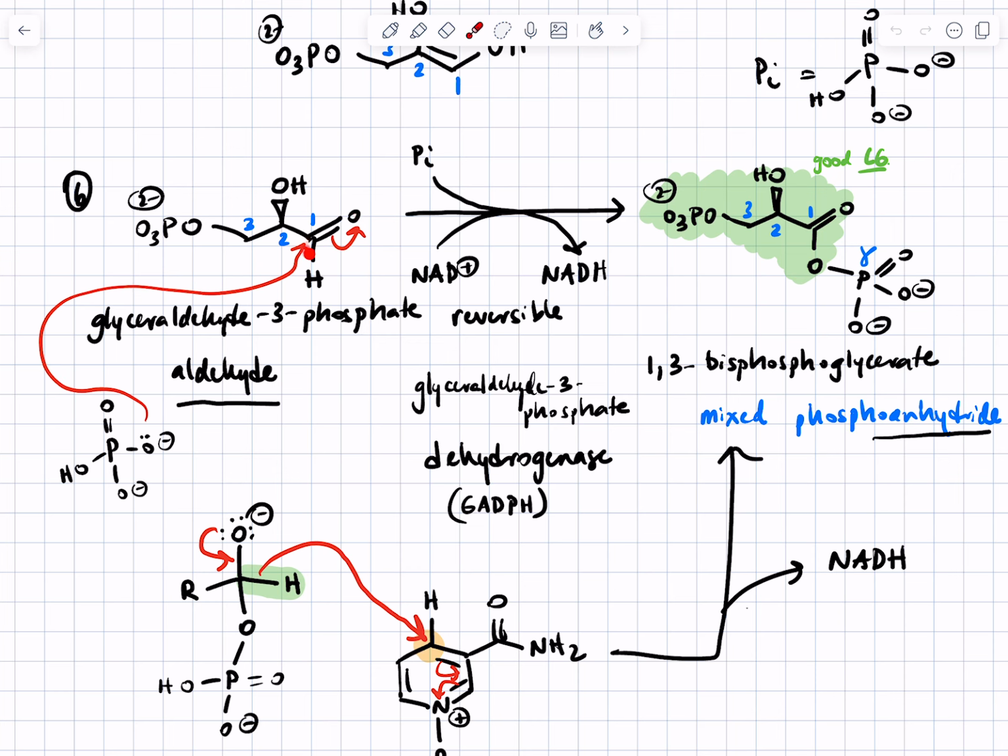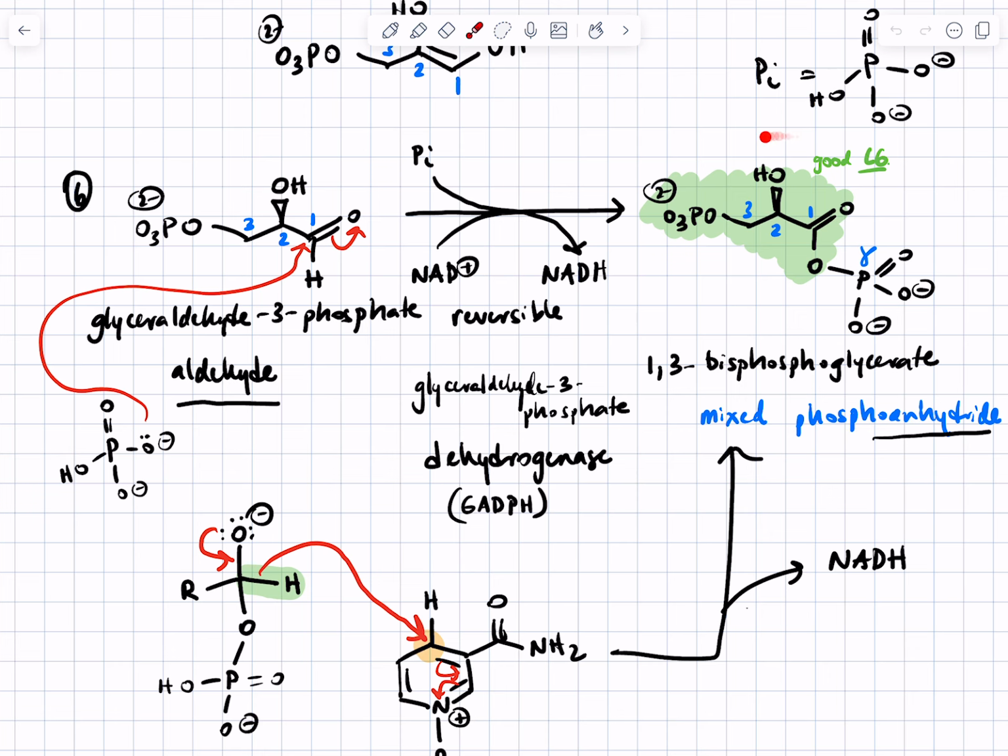Notice that the carbon that used to be an aldehyde is now at the carboxylic acid oxidation state. And notice that the free energy of this reaction is close to 0. The reaction's reversible, meaning the aldehyde is so reactive that you can go to a mixed phosphoanhydride and it not be a huge change in free energy. This involves an oxidation step, so it consumes NAD+ to generate NADH.